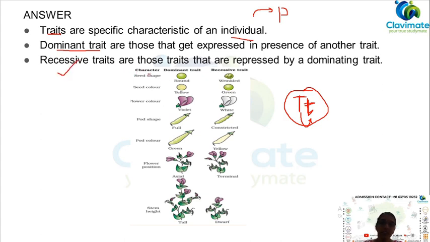Mendel chose 7 characteristics, and at first he didn't know what was dominant and recessive. After the experiments he did, he concluded what is dominant and what is recessive. And this is the chart showing seed shape, seed color, flower color, pod shape, pod color, flower position, and stem height of the pea plant, and their dominant and recessive traits. These are the things that you have to tabulate for the question.